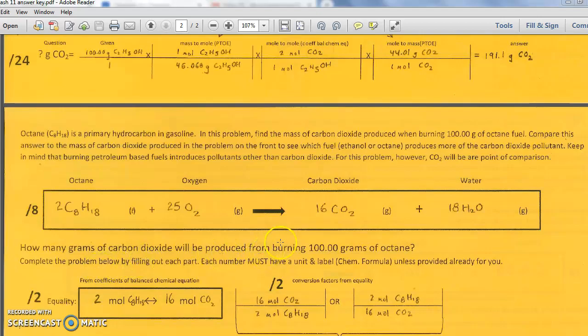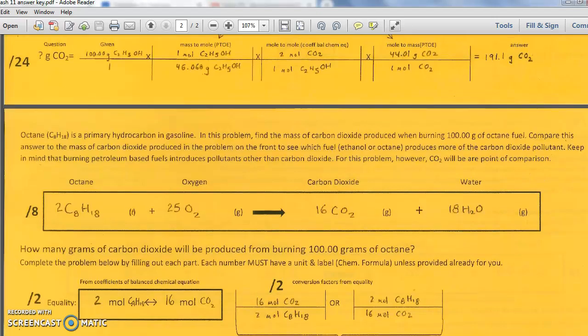In our last video on 9-11 mass-to-mass stoichiometry, we saw that if we burn 100 grams of ethanol, C2H5OH, we would produce 191.1 grams of carbon dioxide pollution. What we want to find out, though, is how much pollution would be produced by burning 100 grams of octane.